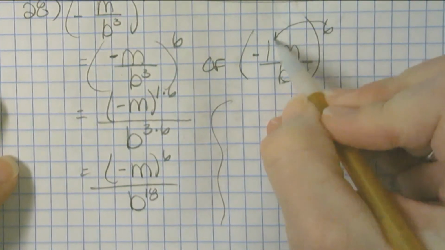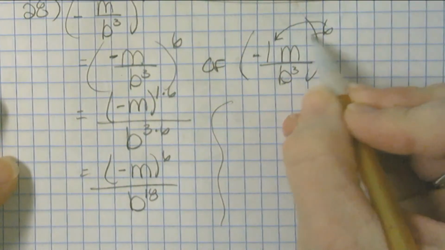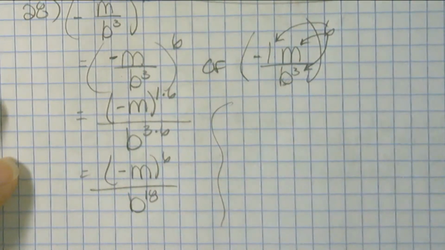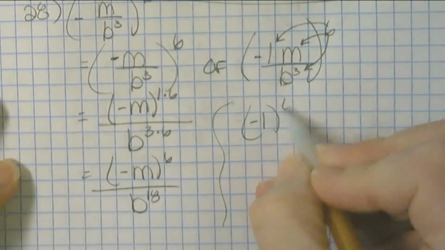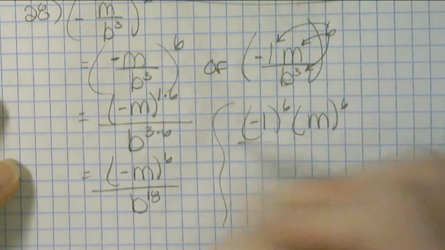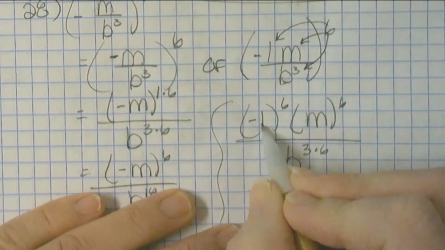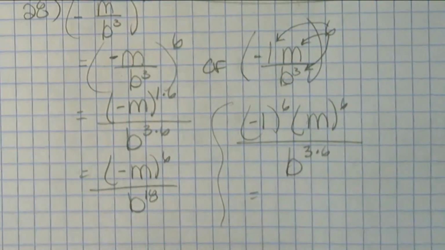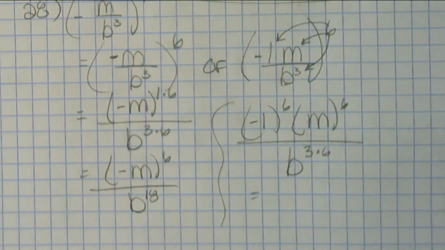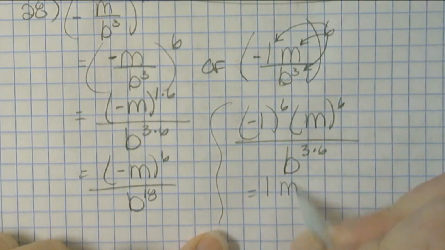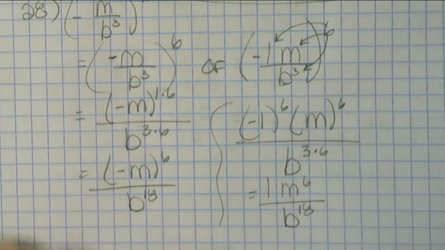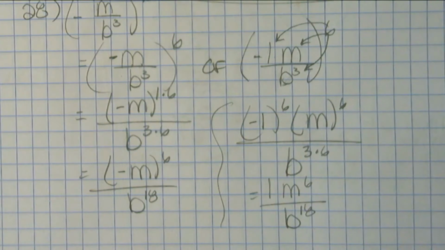I'm going to distribute that power of 6 to my negative 1, to my m, and to my b to the third. So this would be negative 1 to the sixth power times m to the sixth power over b to the third times 6. A negative 1 multiplied by itself 6 times is an even number of times, so they all have a partner. So all my negatives have a partner, and my answer is going to be positive. This ends up being a positive 1 times m to the 6th over b to the 18th. My guess is that's probably the answer they gave me.